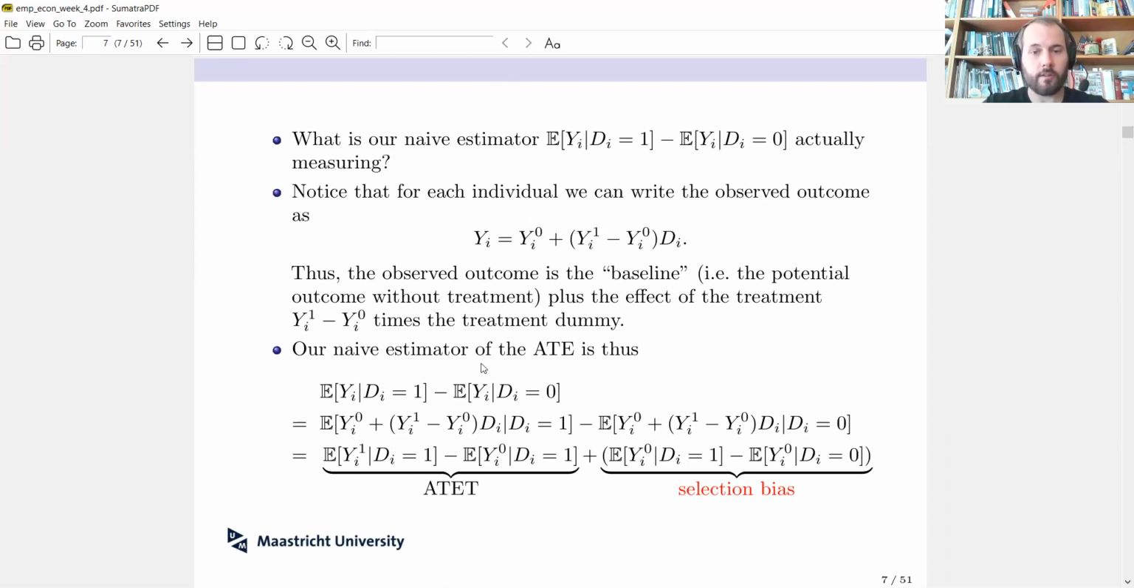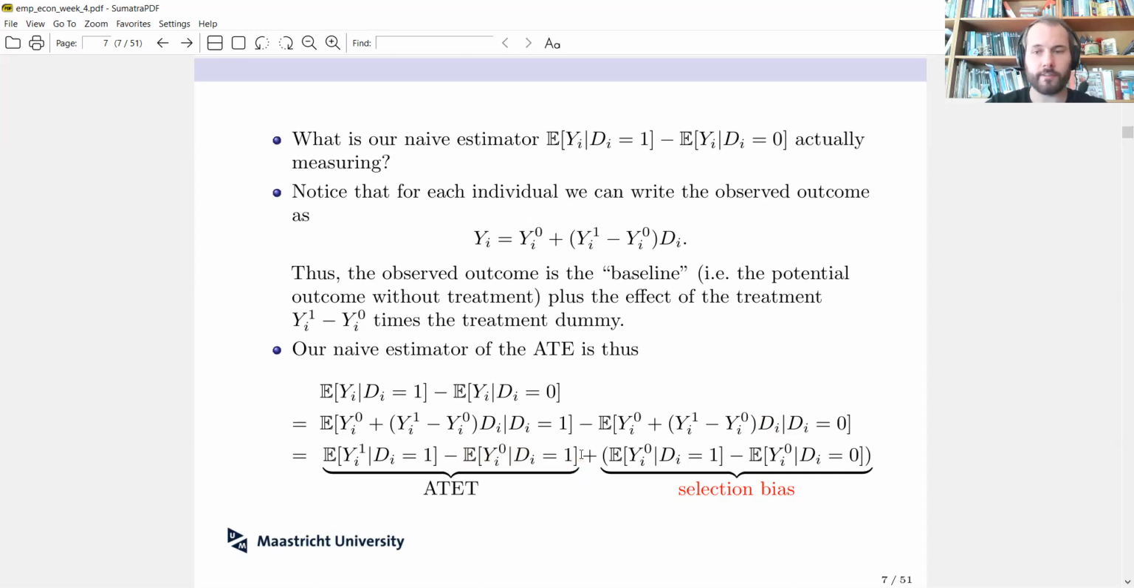Now let's plug this in. This is our naive comparison. What we do is we simply replace the Y_i with the right-hand side, which is what I'm doing in the second line. You should notice that if I condition on D_i being 1, then I can set this thing to be 1, so the Y_i1 stays here and everything else drops out. Similarly, since we condition on D_i being 0, the Y_i0 stays here. And then what we're doing here is adding and subtracting this term.